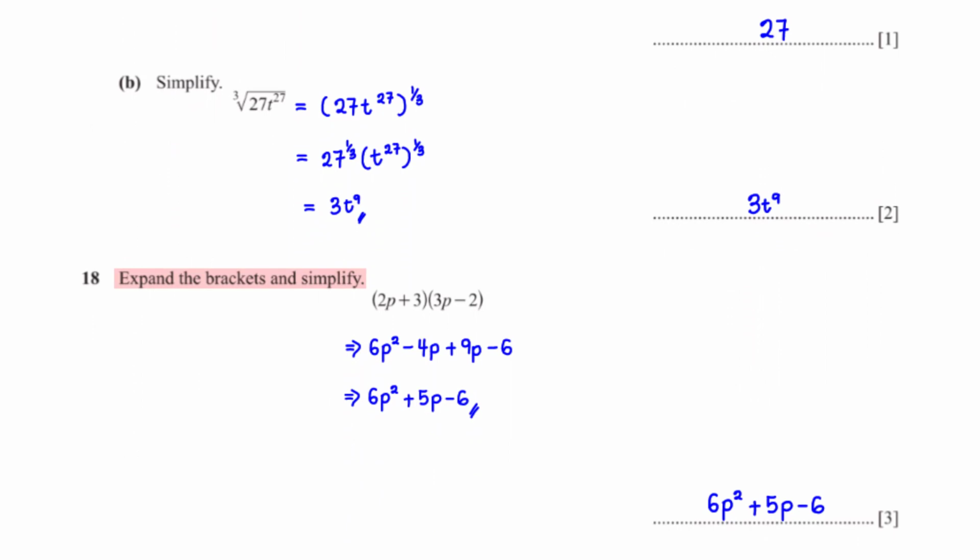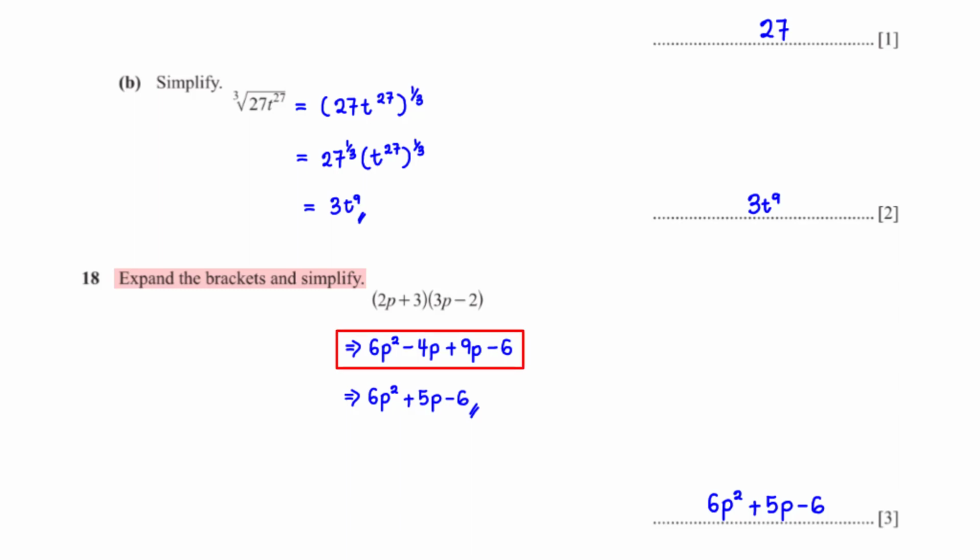Expand the brackets and simplify. (2p plus 3)(3p minus 2). When we expand the brackets, each of the terms in one bracket multiplies all the terms in the other bracket. So 2p times 3p is 6p squared.